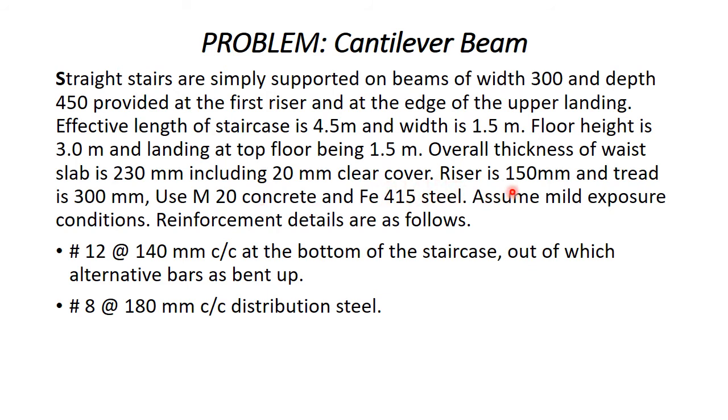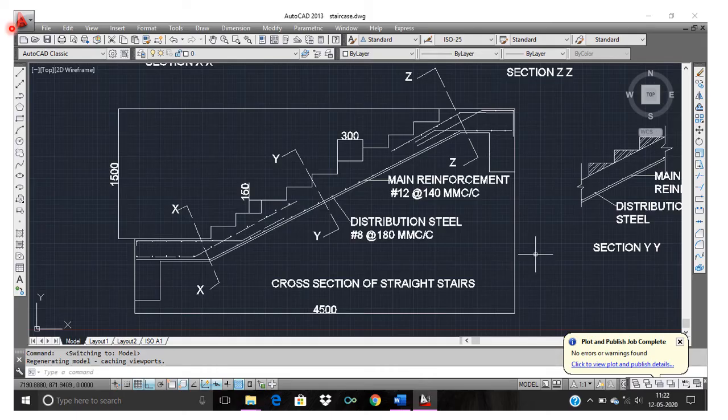Based on the amount of exposure of the steel, we have to decide the cover, and from that the effective depth of the waist slab. They have given 12 mm bars at 140 mm center to center at the bottom of the stairs, out of which alternate bars are bent up. This is the main steel reinforcement. 8 mm diameter bars at 150 mm center to center are the distribution steel.